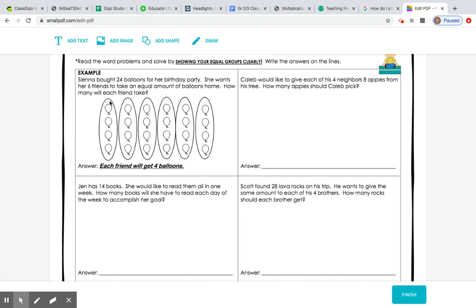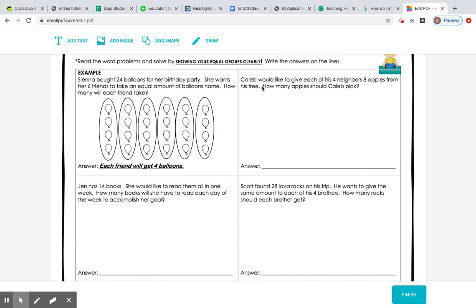So the friends would be your equal groups. So you have 6 friends. Let's count and make sure we have 6 groups. 1, 2, 3, 4, 5, 6. And then we can split how many balloons up? 24. So we have 6 friends and we have to split 24 balloons among 6 friends, right? What you could do is start adding 1 to each of the groups and then see how many would fit. So here your answer is each friend will get 4 balloons.